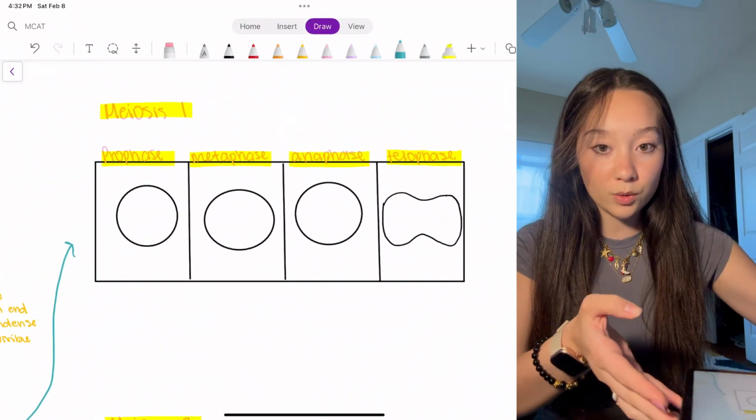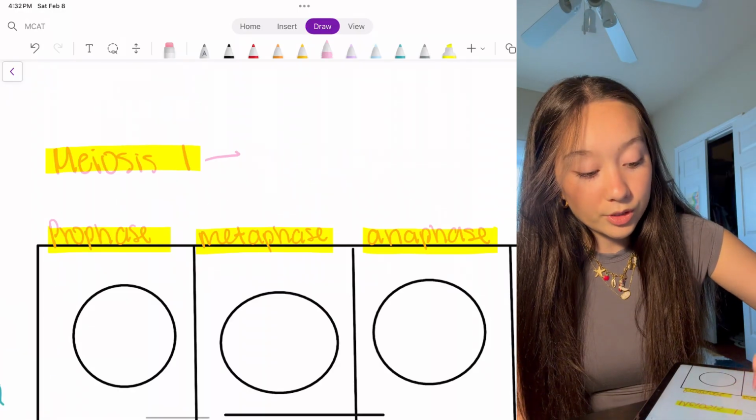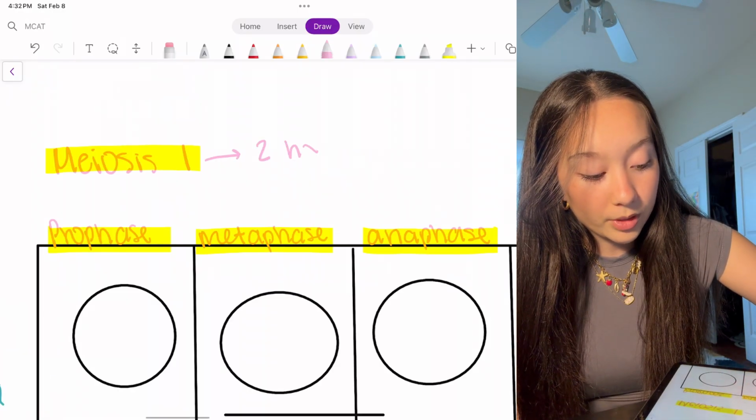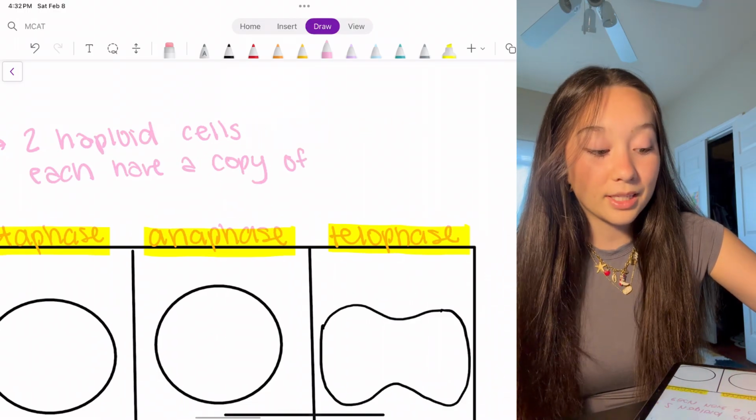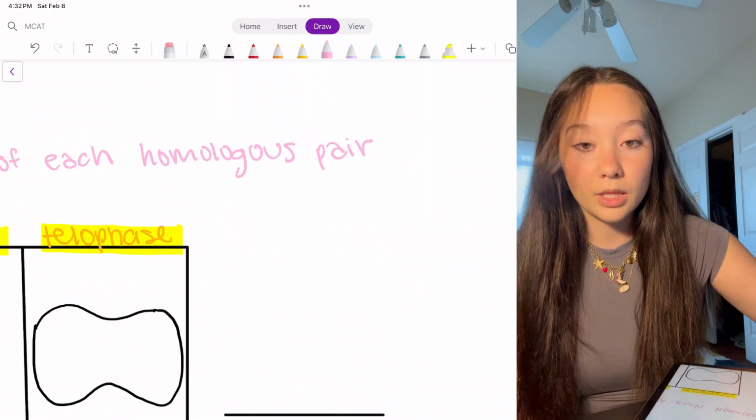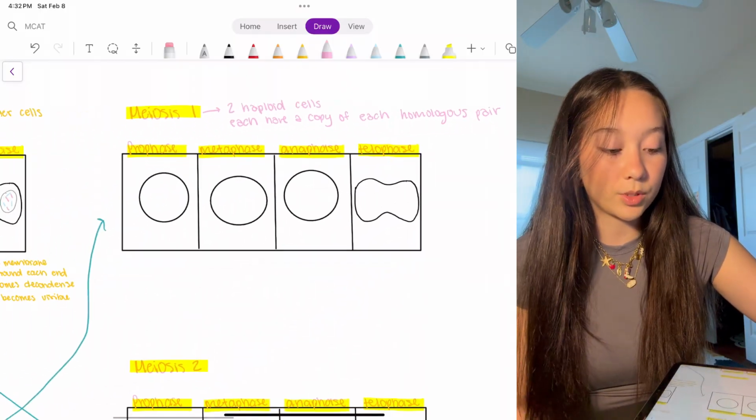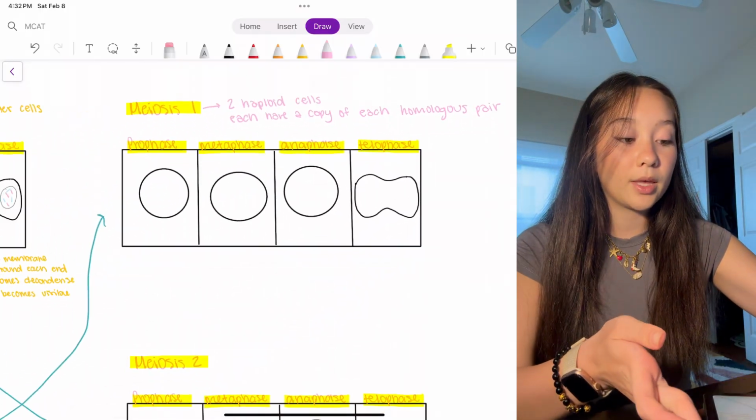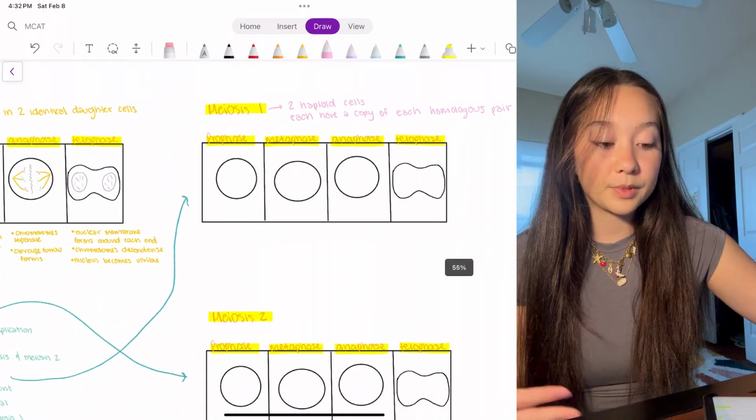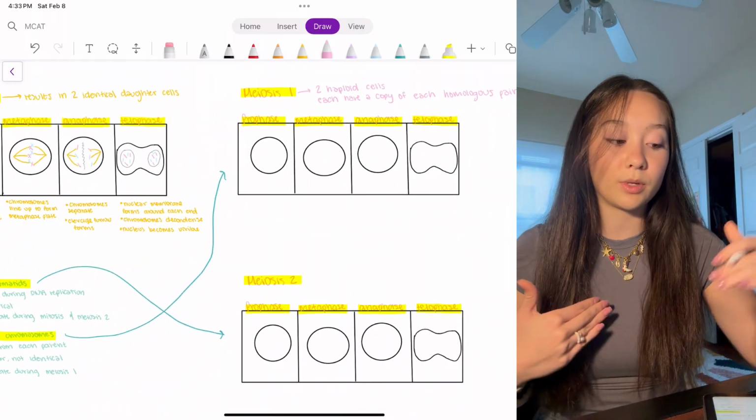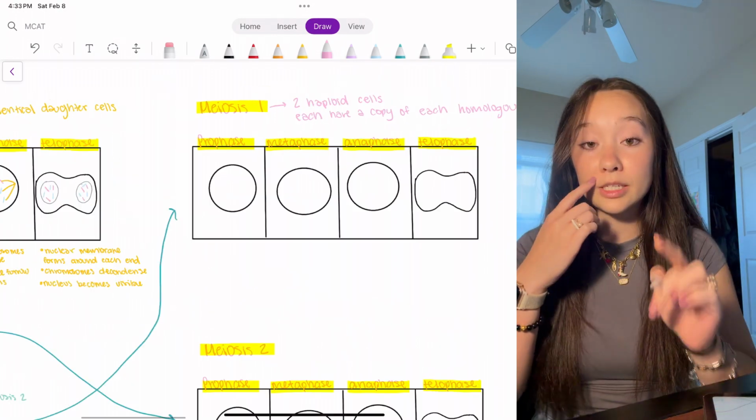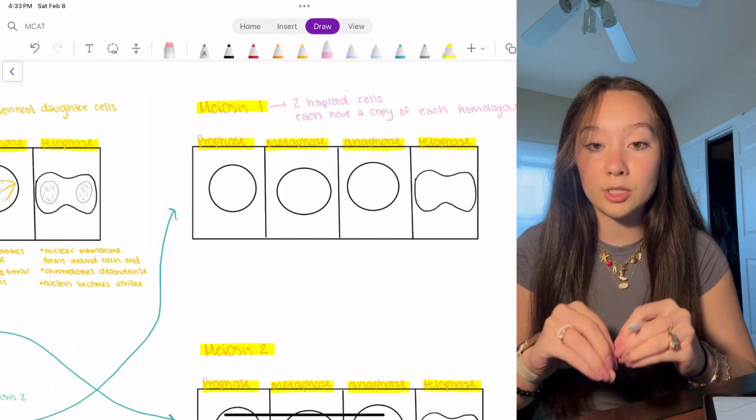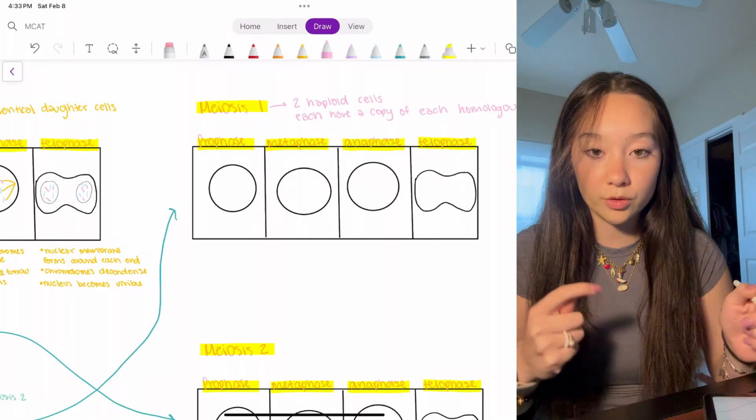So starting with meiosis 1, this results in 2 haploid cells. And these cells each have a copy of each homologous pair. And this will make sense here in a second once we go through each one of these phases. Now, the 4 steps are the same as mitosis. Meiosis 1, meiosis 2 are both prophase, metaphase, anaphase, telophase. Exact same. Only thing that's different is the type of genetic material that is being separated. So we'll go through it slowly.